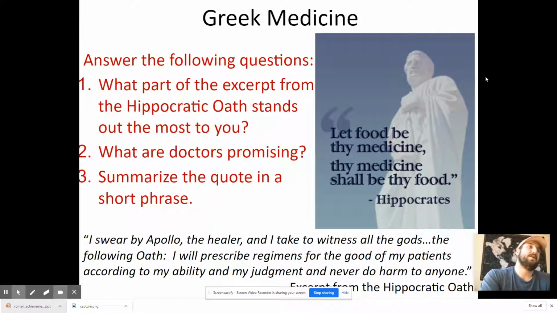So answer 3 questions on Greek medicine. Number 1, what part of the excerpt from the Hippocratic Oath stands out the most to you? So you're going to have to read it. It's at the bottom here. 2, what are doctors promising? And 3, summarize a quote in a short phrase. So you're going to have to summarize that quote in your own words.